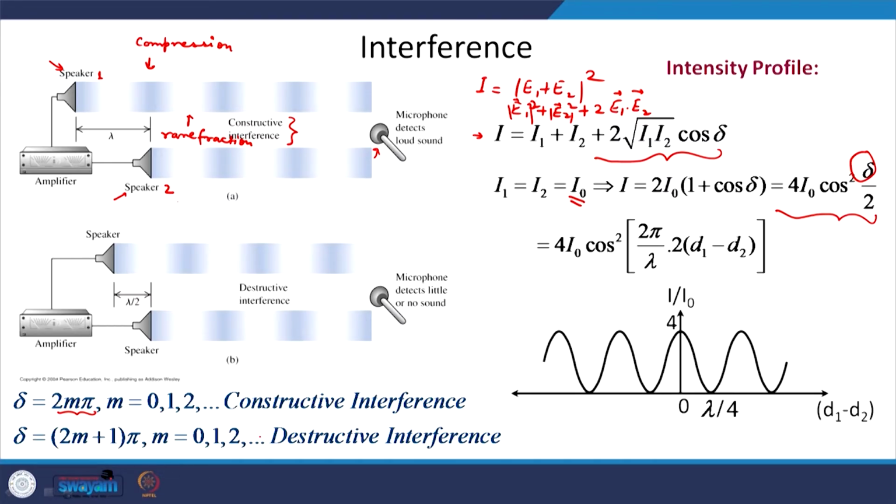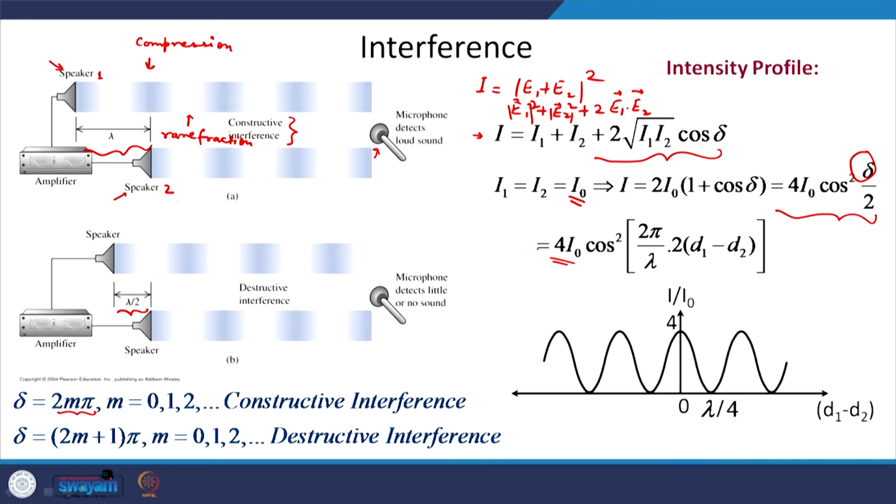And this phase basically can be converted in terms of the path difference, and here you can see that if you have a path difference of say lambda, then you will have constructive interference. If you have path difference of lambda by 2, you will have destructive interference. And when you have constructive interference, the maximum intensity can go up to 4 times I0. So, suppose this term becomes 1, then the maximum intensity can go to 4 I0.